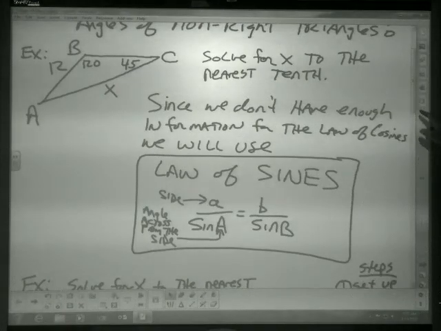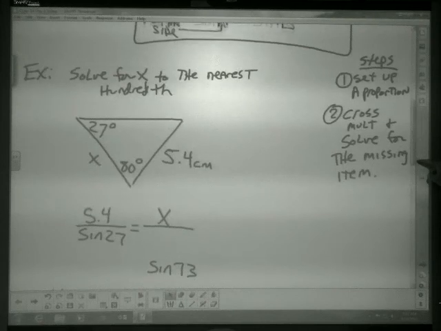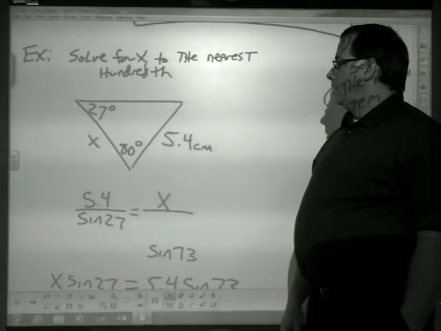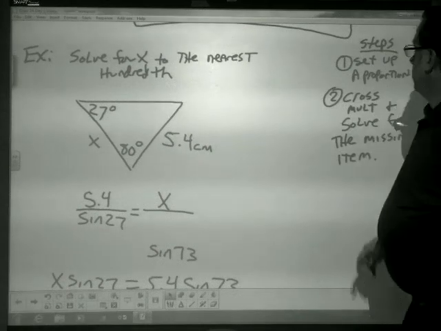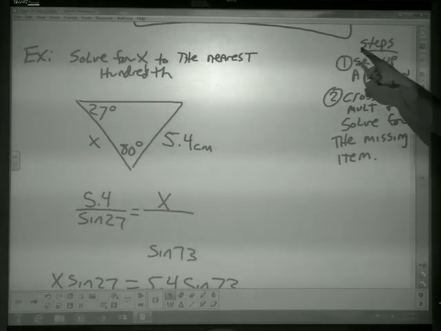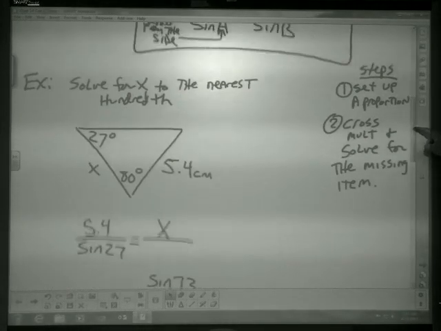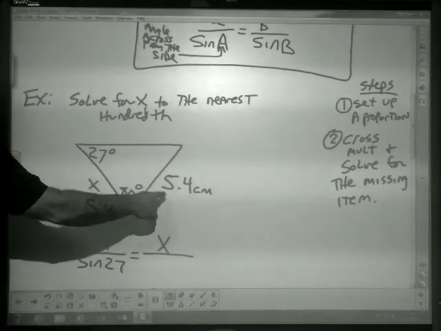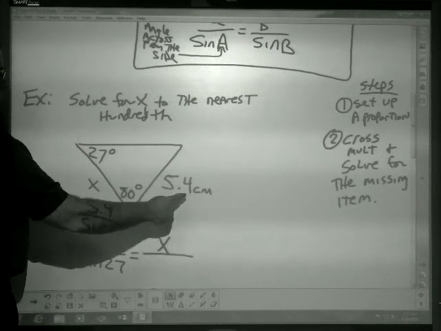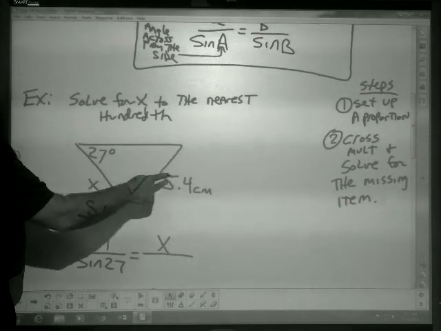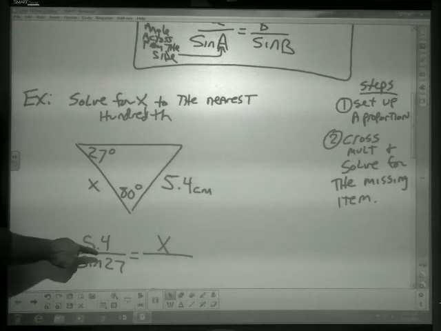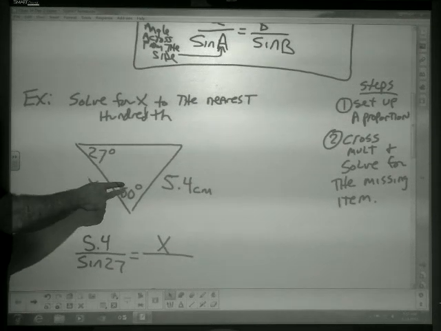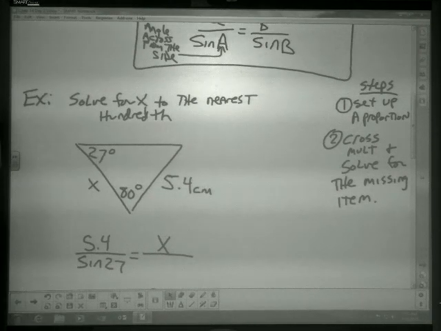Let's take a look at putting this into action. All right. So here's a problem. Solve for x to the nearest hundredth. Okay? So set up a proportion. The first thing you have to do. All right? Now, I have 5.4 over sine 27. Here's a side and an angle across from it. Here's a side, but this angle is not across from it. I have to use this angle.